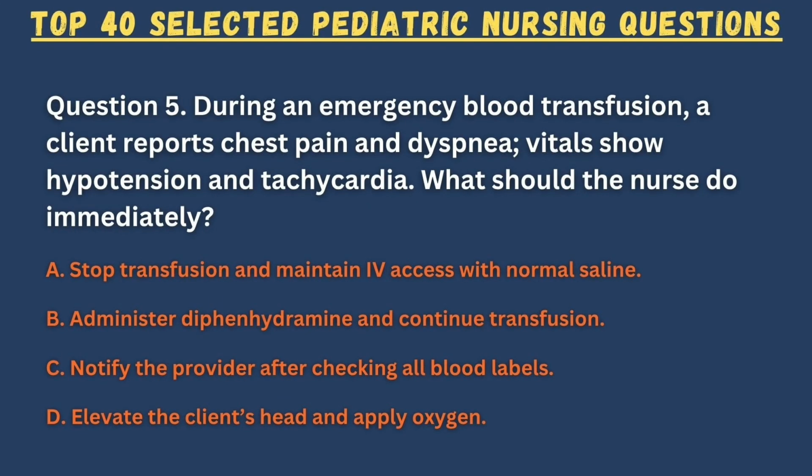Question 5. During an emergency blood transfusion, a client reports chest pain and dyspnea. Vitals show hypotension and tachycardia. What should the nurse do immediately? A. Stop transfusion and maintain IV access with normal saline.